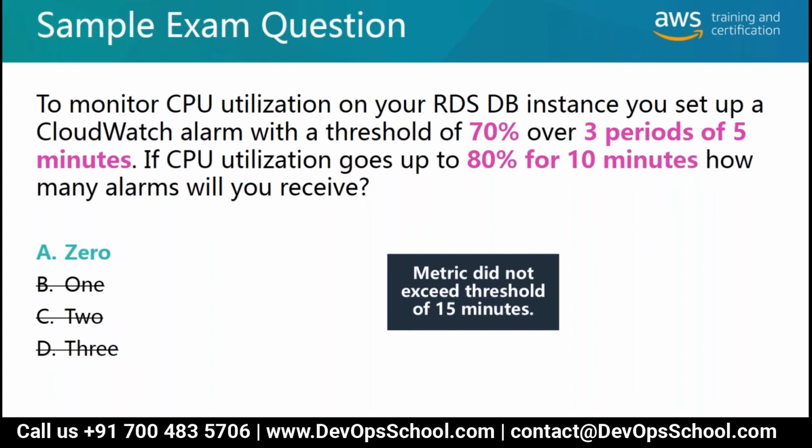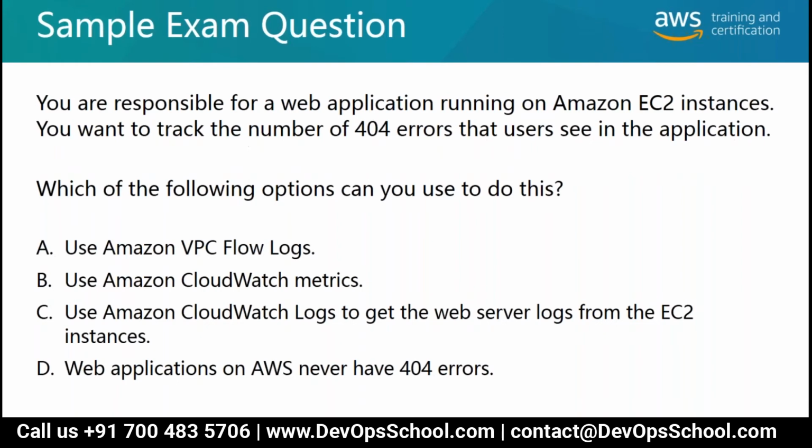All right. Another sample exam question. You are responsible for a web application running on Amazon EC2 instances. You want to track the number of 404 errors that users see in the application. Which of the following can you choose from? VPC flow logs, CloudWatch metrics, Amazon CloudWatch to get web server logs from EC2, or web applications on Amazon AWS never have 404 errors.